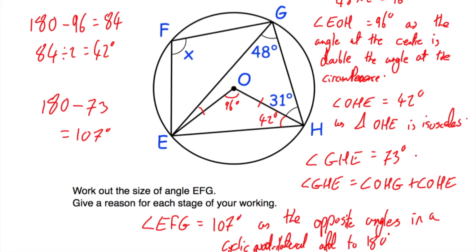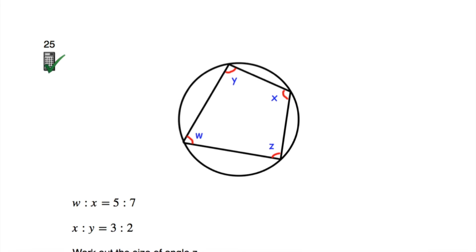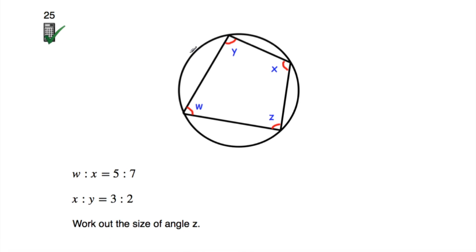And that's it. Okay, let's have a look at our next question. So question number 25, we've got this circle and we've got the cyclic quadrilateral, and we've got some angles marked W, X, Y, Z, and we're told the ratio of angle W to X is 5 to 7, and the ratio of X to Y is 3 to 2, and we've been asked to find the size of angle Z.